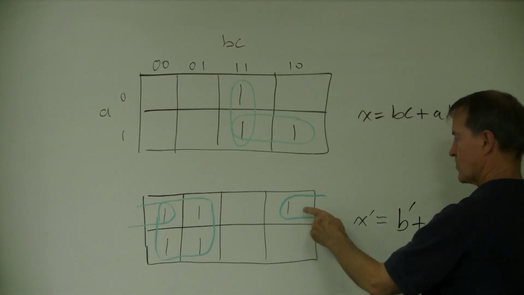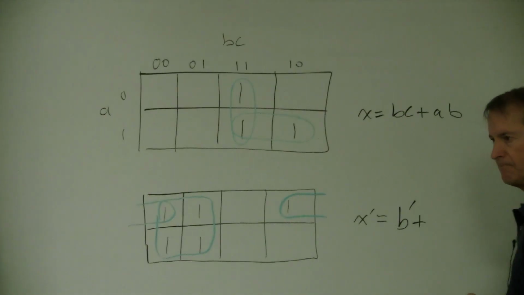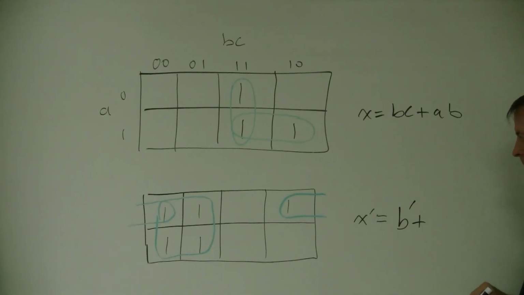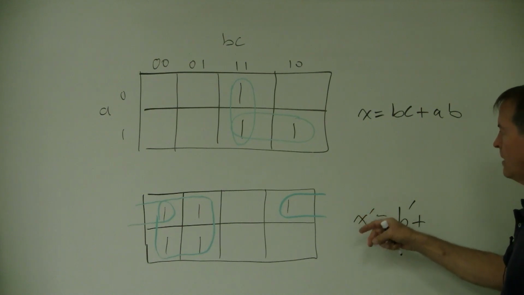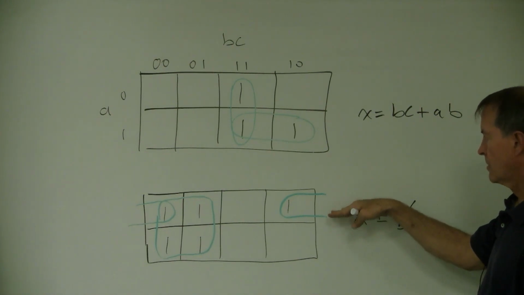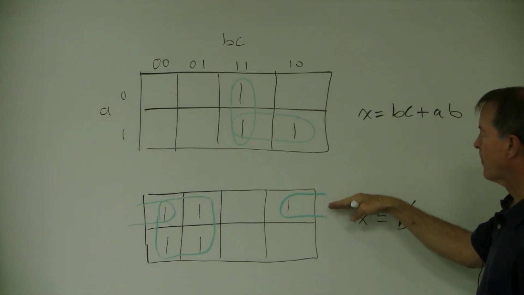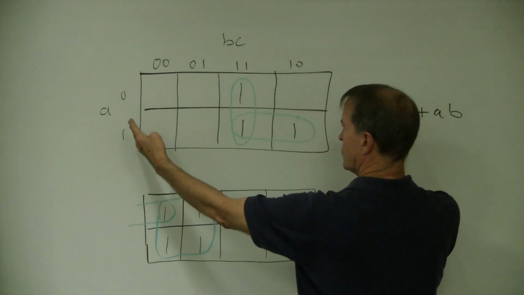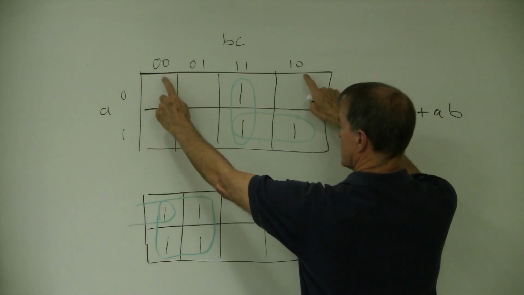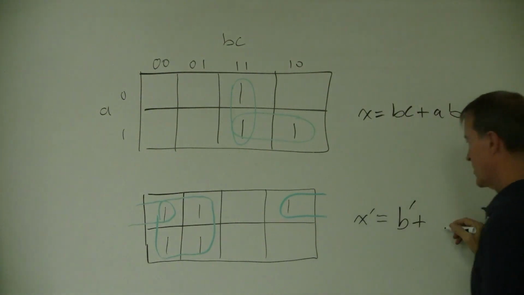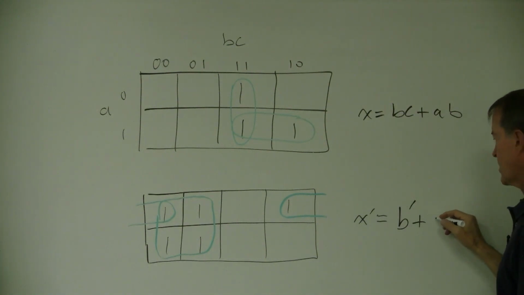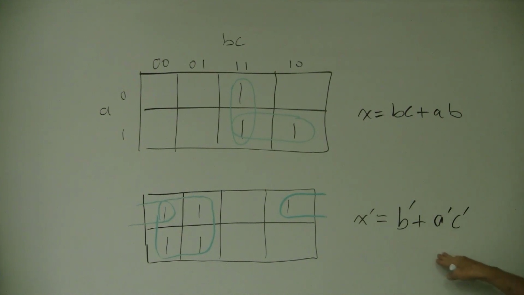Or, now what's this one? It is the A prime row, and then C prime are the outer two columns, right? Because of the 0, 0. So it's, what do we say? A prime, C prime. Are you with me? So this minimizes the complement.